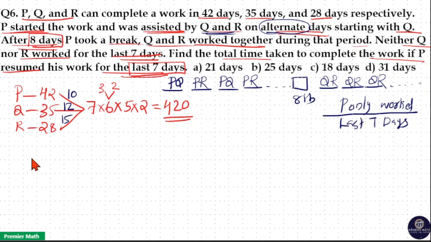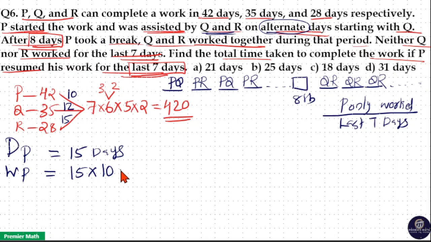Here P worked for 15 days. That is, days worked by P is equal to 15 days. Now, work completed by P is equal to 15 into the efficiency of P, which is 10 units. That is, in one day P can complete 10 units of work. So, 150 units of work completed by P in 15 days.